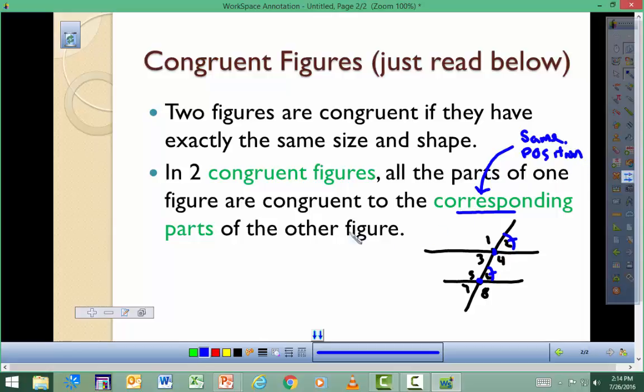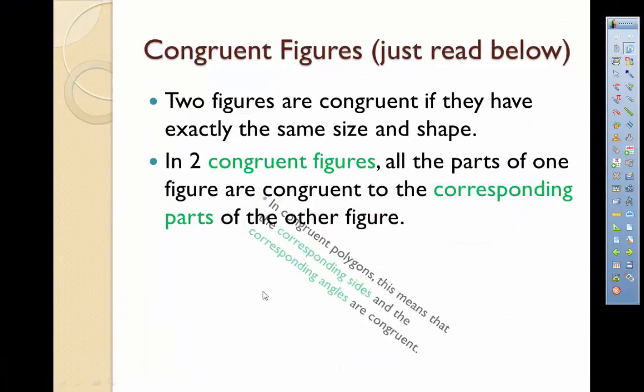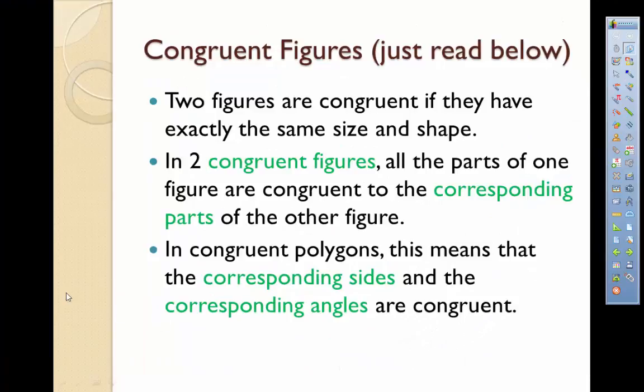And so that idea carries through in today's lesson. We need to make sure that we're looking at the sides of a triangle, the angles, whatever, whether it's a triangle, quadrilateral, pentagon, whatever the geometric figure is, we want to make sure we match up the corresponding parts of those two figures. And so that's going to be the important idea in today's lesson. So let's make sure we do that. In congruent polygons, this means that the corresponding sides and the corresponding angles are congruent.